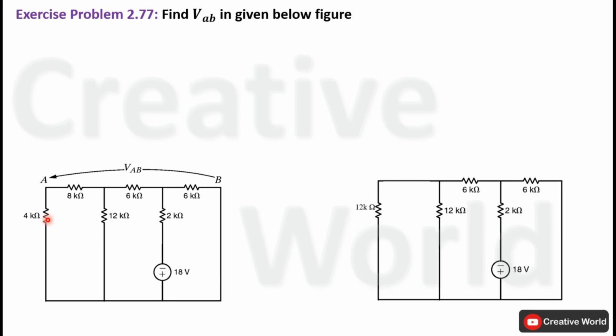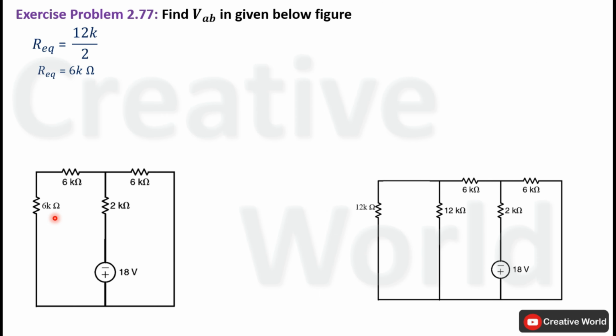Modify the circuit. Now these two resistances are in parallel connection and both have the same value of resistance. So we will find their equivalent resistance by dividing the value of a single resistance by the number of parallel connected resistances. In this case, the value of a single resistance is 12 kilo ohm and the number of resistances is 2. So 12k divided by 2 will become 6 kilo ohm. Modify this network by replacing these two resistances with a single resistance of 6 kilo ohm.